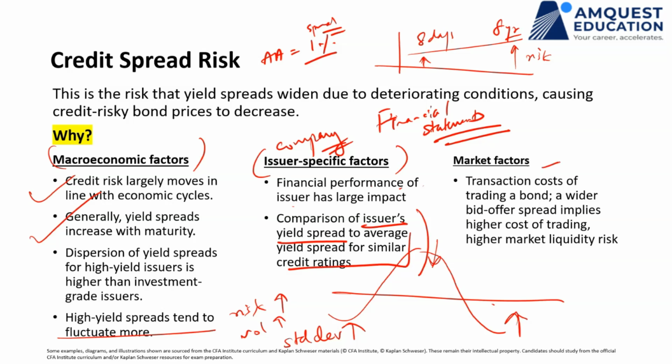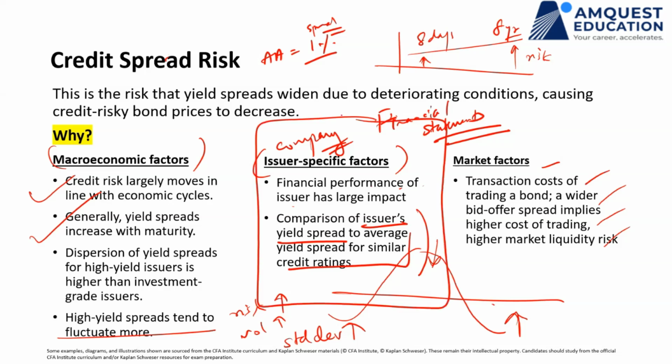And then market factors. Cost of trading a bond, wider bid-ask spreads, cost of trading, higher liquidity, all of this determines how the credit risk behaves. So credit risk is not only a function of the company, it is also a function of macroeconomic and market factors.